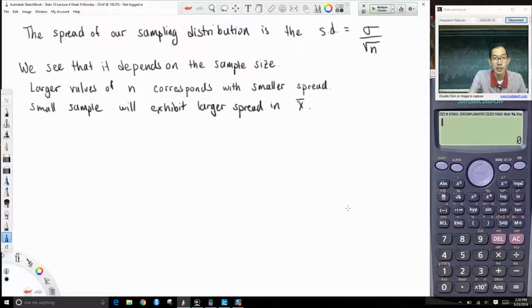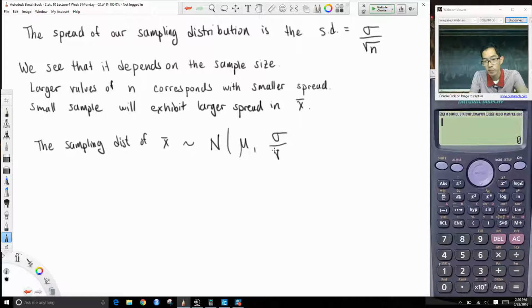Okay, so in summary, the sampling distribution of X bar is approximately normal, with a mean of mu and a standard deviation of sigma over the square root of n. Okay. So far, so good? I'm hoping. All right, so let's try out a problem here.